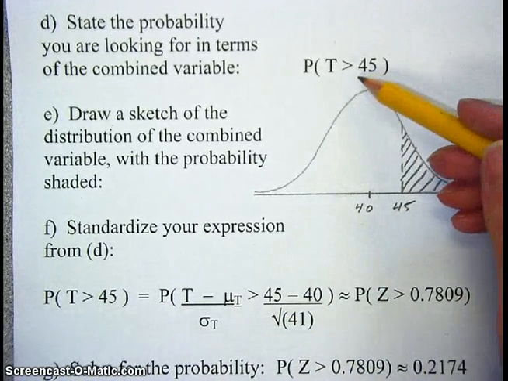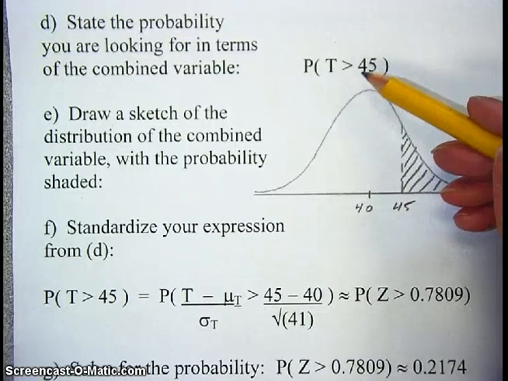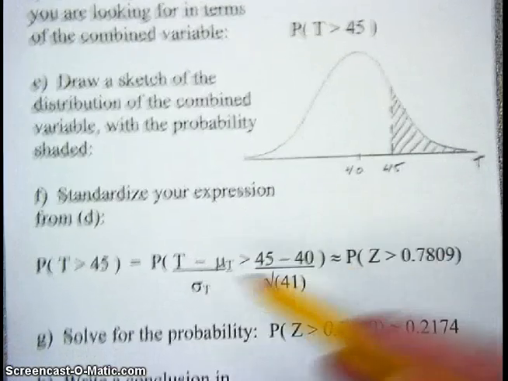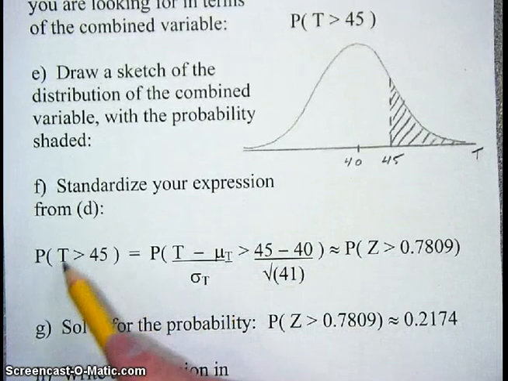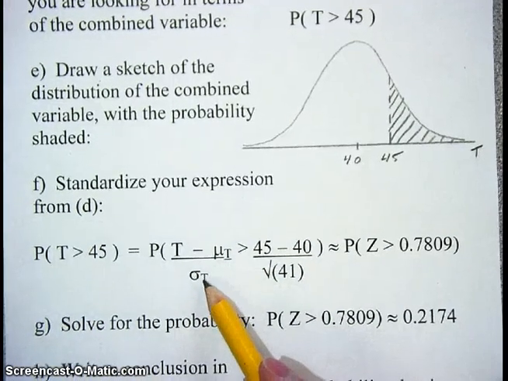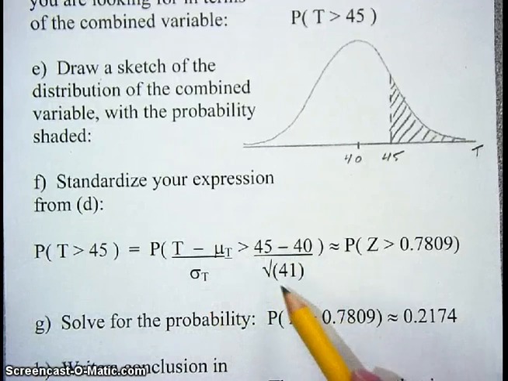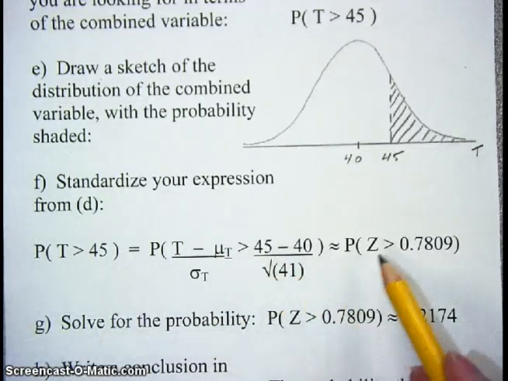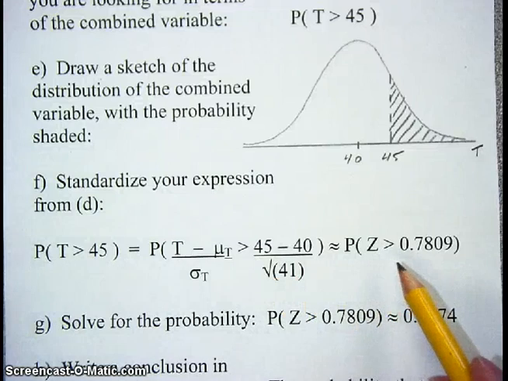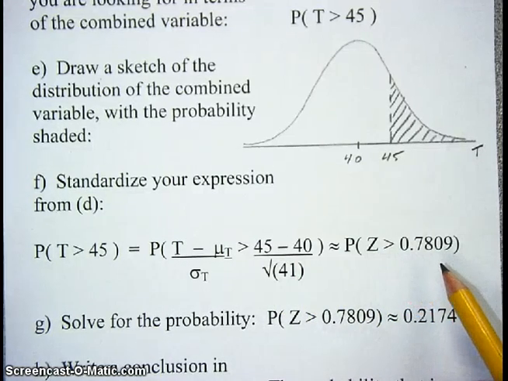Now we're going to standardize this expression from up here. And the way we do that is we subtract the mean and divide by the standard deviation on both sides. So over here we're going to subtract mu T divided by sigma T. Over here we're going to subtract 40 and divide by the square root of 41. And that simplifies down to the probability that z is greater than 0.7809.